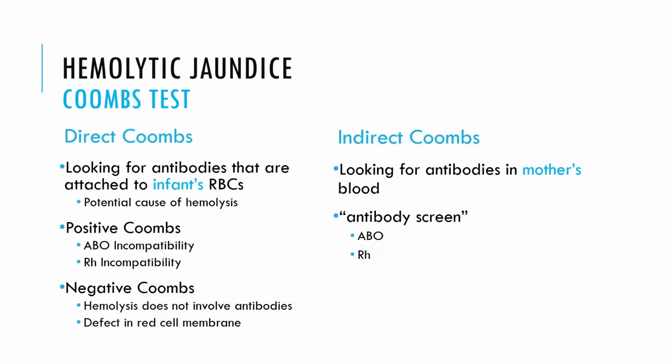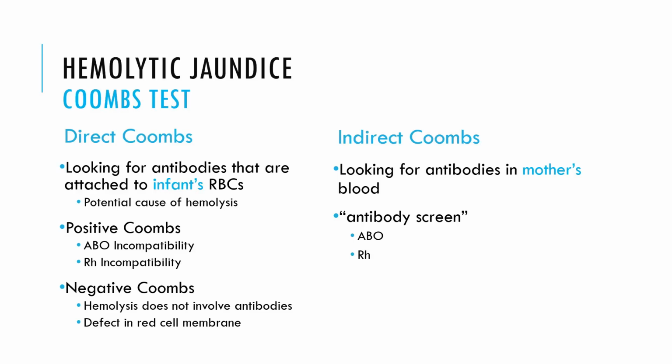This is just a summary of what we just talked about. Direct Coombs is looking for antibodies that are attached to the infant's red blood cell, potentially the cause of the hemolysis. Positive Coombs is often found in ABO incompatibilities or Rh incompatibilities. With a negative Coombs, you can assume that there's no hemolysis, or there could be hemolysis, but maybe it's not involving antibodies. It could be a defect in the red cell membrane or something like that. And then the indirect is looking at antibodies in the mom's blood. And then just a little bit about the antibody screen down there.